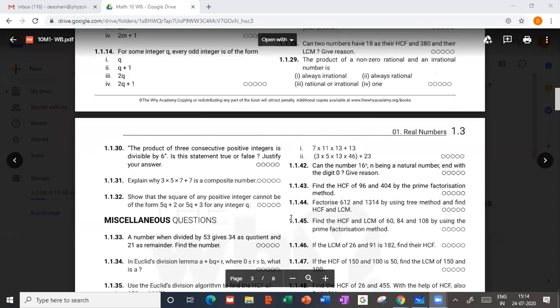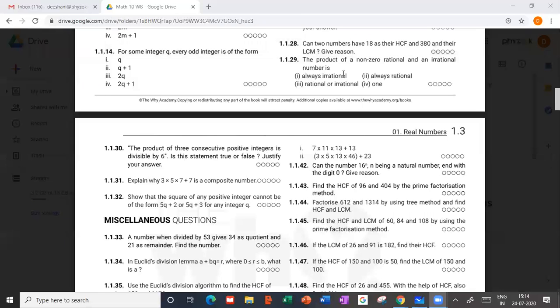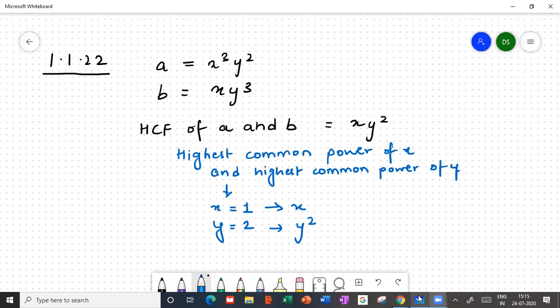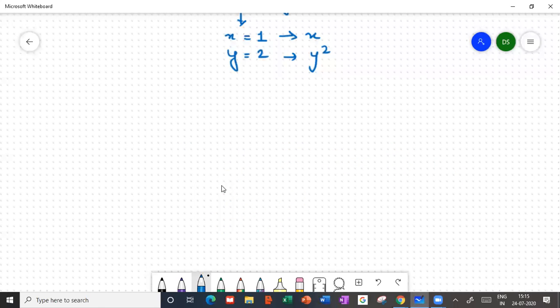Ma'am, can I guess? Yeah, sure. Let's take the number x, then the consecutive numbers will be x, x plus 1, and x plus 2, and then we need to find the HCF of all three, and if the HCF is 6, then, no. I wouldn't say HCF. We just need to check if the number will be divisible by 6, isn't it? Okay, so your first part was correct. Which question is this? Sorry, 30th one, right? Yeah, so you were right about this.